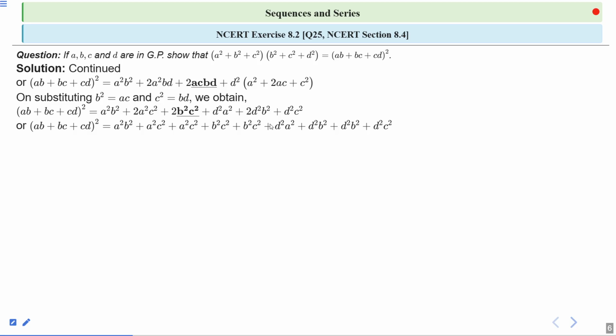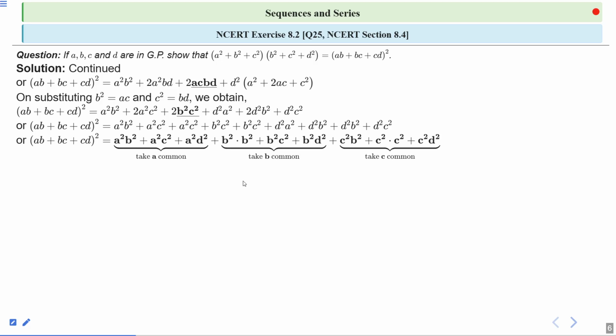Similarly here we get D²A², and then separate 2 times D²B² as D²B² plus D²B². Then you will get this, and the last term is D²C².